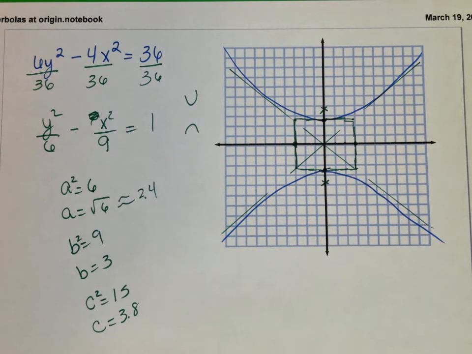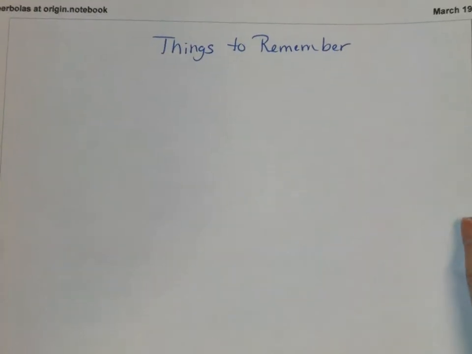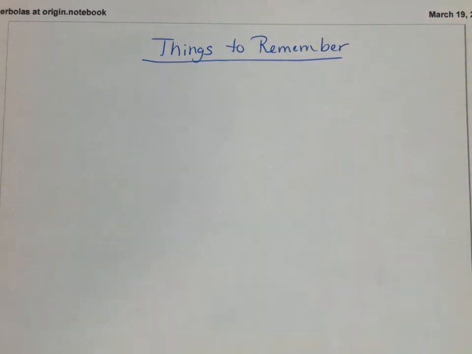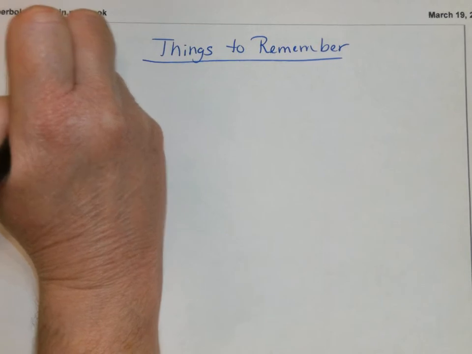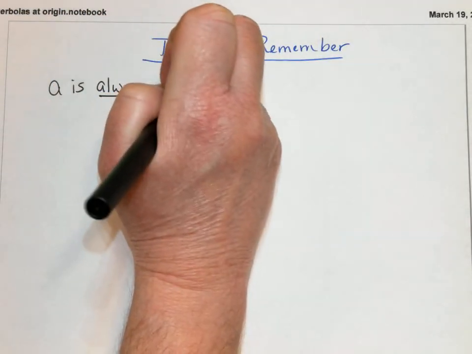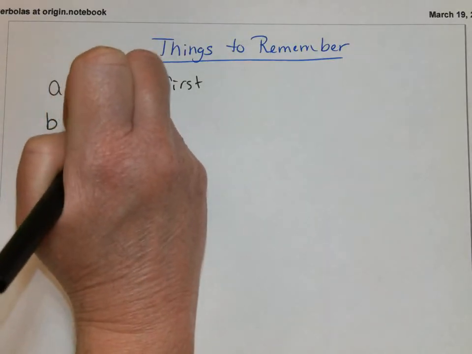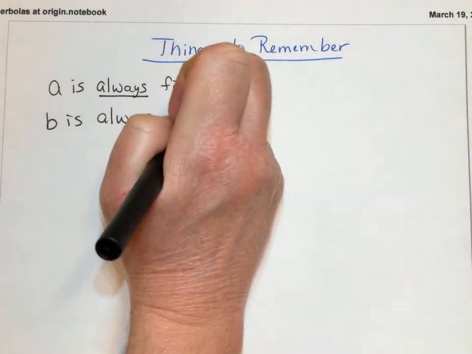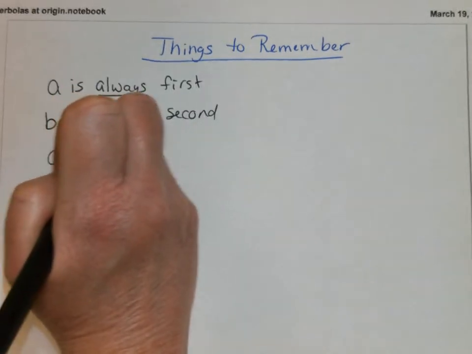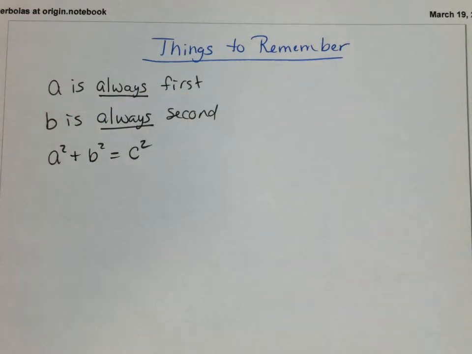That's a good thing. Let's see if we can write a couple of equations and then we'll be done. Here we go. First of all, let's take a look at some things to remember. When it comes to hyperbolas, A is always first. B is always second. All right. We also know that A squared plus B squared equals C squared.